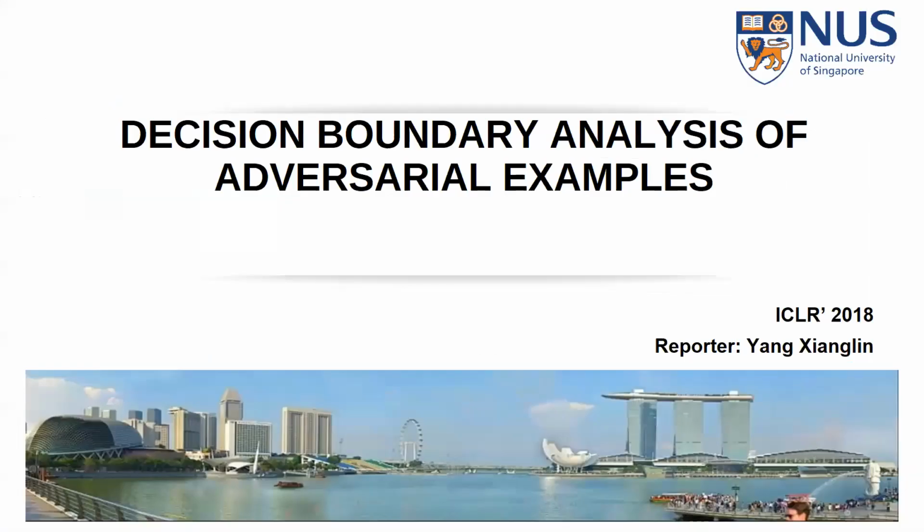Hello, Xianglin, are you still there? Yeah. Okay, so will you please share the slides and let's have a detailed discussion. So the paper is called Decision Boundary Analysis of Adversarial Examples. It is published in ICLR in 2018.